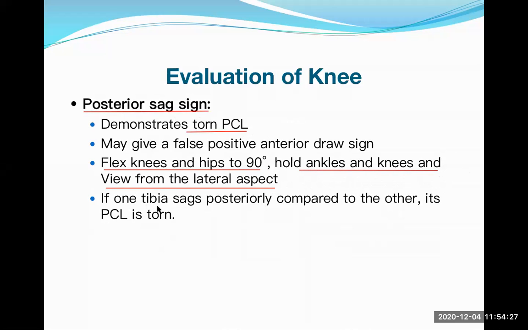If one tibia sags posteriorly compared to the other, this means the posterior cruciate ligament is torn because it cannot give support against the posterior sagging of the tibia. So this is the meaning. Sagging, just moving slightly posteriorly, that is called sagging.